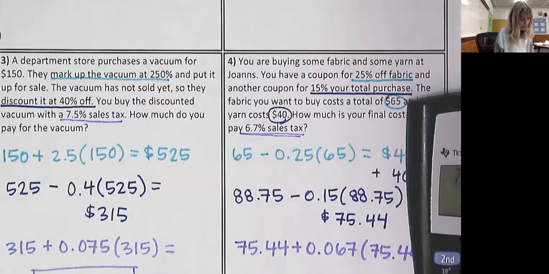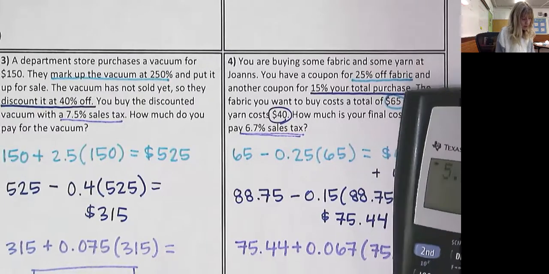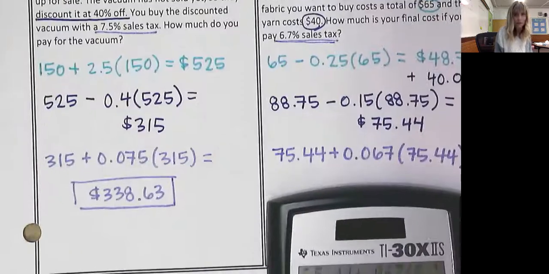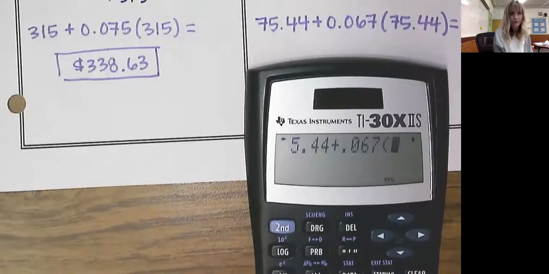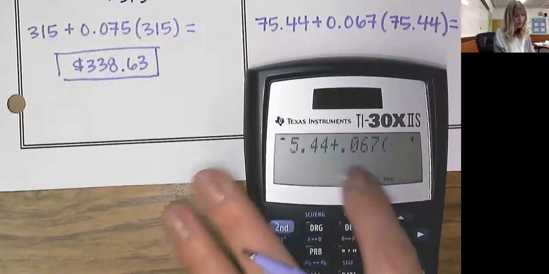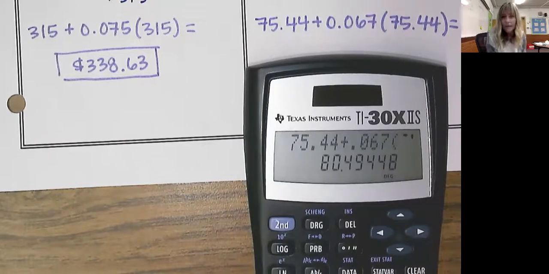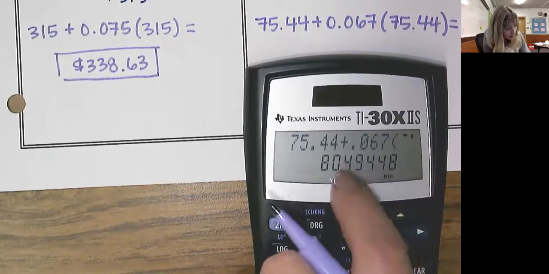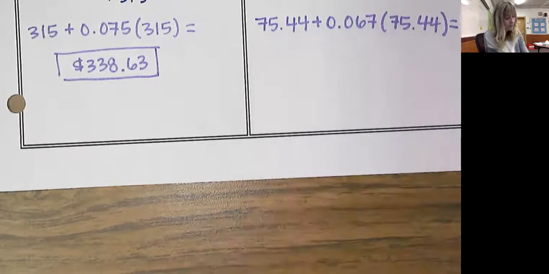75.44 plus 0.067 times, nope, I typed the weird thing. You can't see it anyway. Here we go, here's what I'm doing. 75.44 plus 0.067 times 75.44. $80, and does that round up to 50? No, it does not, because the next number is 4. $80.49.